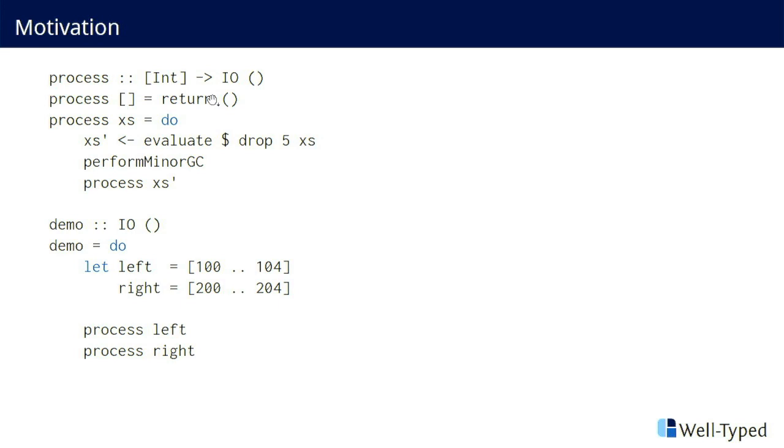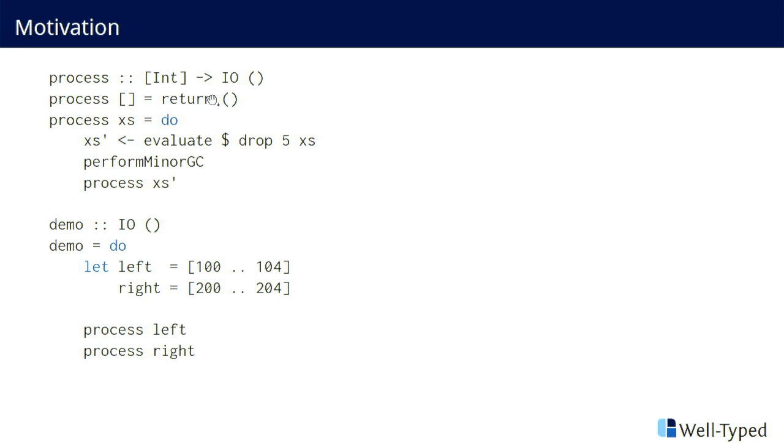The idea is that this is all short-lived data. We literally just allocated it because we just processed it. So we call performMinorGC to make sure that all that stuff is deallocated again, and we move on to the rest of the list. Then we have a small demo, which has 2 lists in it, left and right. Both have 5 elements. We process the left, and we process the right.